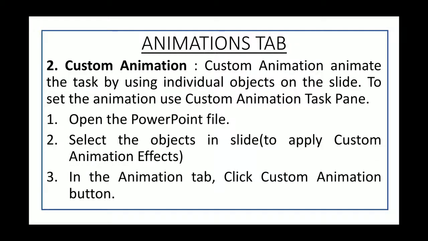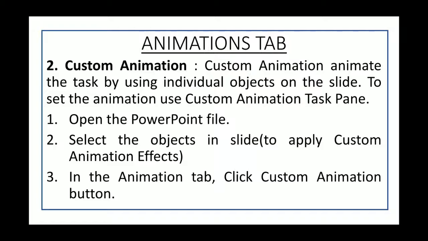Next will be Custom Animation. You can set the animation custom according to your wish. You can set custom animation, animating by using individual objects on the slide. For each and every individual object you can set the animation. To set the animation here, the Custom Animation task pane will be used; the task pane will come.